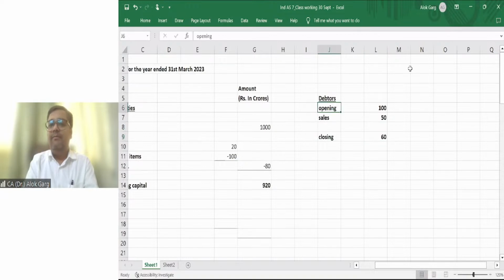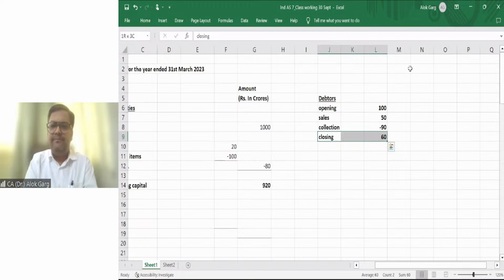What does it mean? Initially, my opening debtor was 100 crores. My sales was 50 crores. But the closing is 60. It means the difference is collection. So how much collection has been done? If the collection would have been 0, the closing debtor would have been 150. It means there is a collection of 90. And that's how we are getting this closing balance of 60.